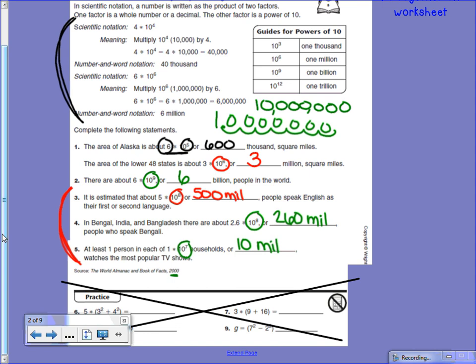How can it be 10 million people watch the popular TV shows? In 2000? But I think there's only 6 billion people. Oh, really? I'm not going to do it.